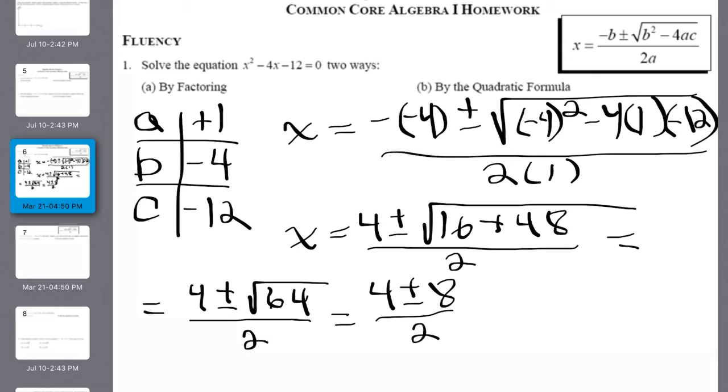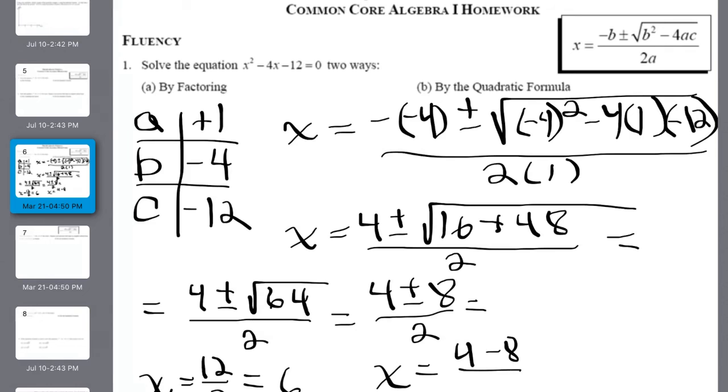And now, 4 plus or minus 8, we're going to have two roots. Let's do 4 plus 8 first. So here, 4 plus 8 is equal to 12 over 2, which is equal to 6. And then we're also going to have x is equal to 4 minus 8 over 2, which is negative 4 over 2, which is equal to negative 2. And you can see we got the same answers, right? x is equal to negative 2 and 6.